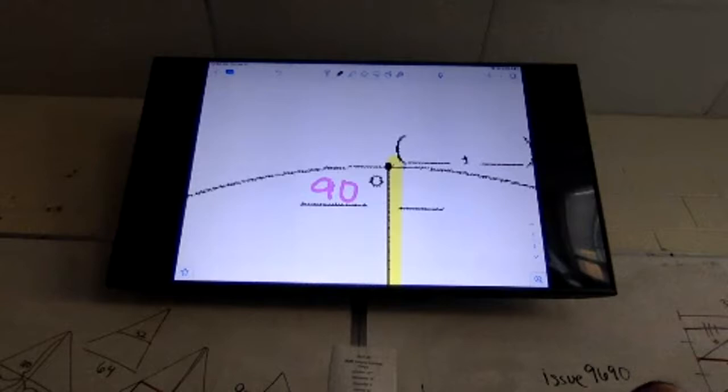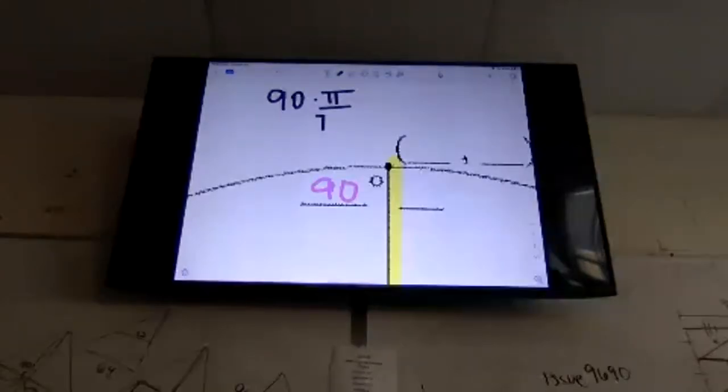90 degrees, let's make that into radians. What do I need to multiply 90 by in order to get radians? Pi over 180. The zeros cancel, 9 and 18 both have a common factor of 9. Oh, nice. This is going to be pi over 2.